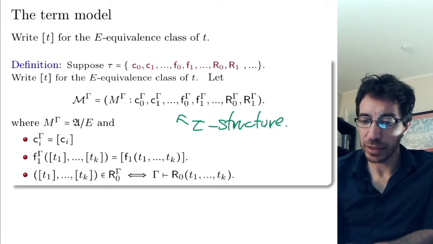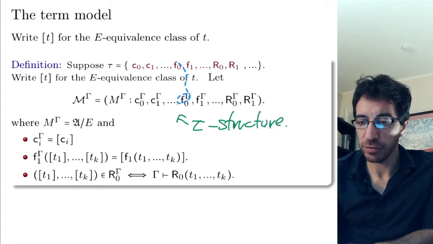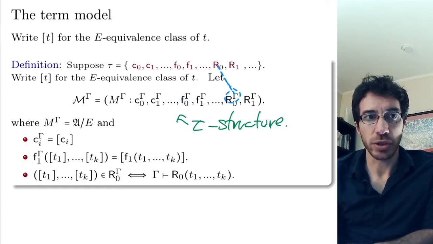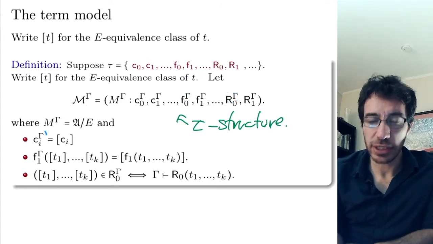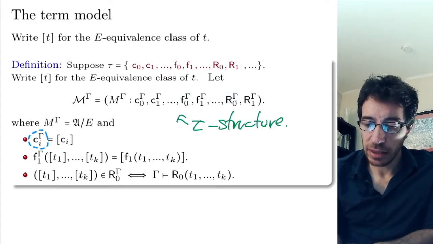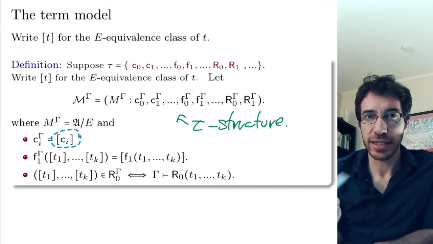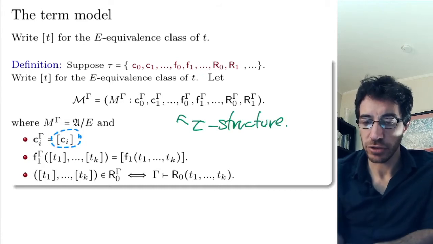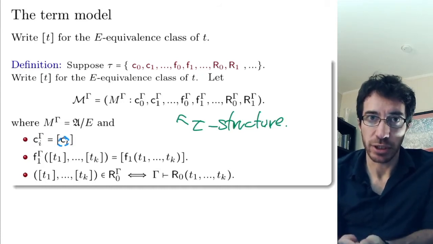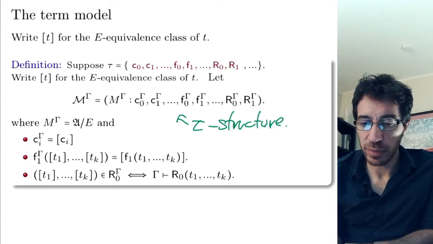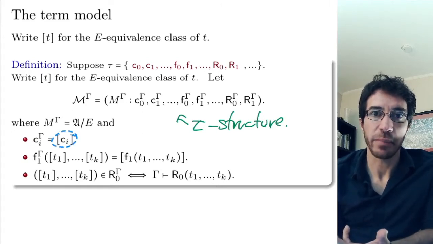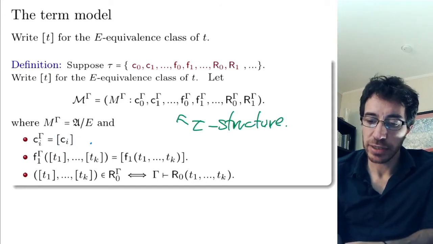And then we need to interpret the constants. We call this C0 super gamma the interpretation of C0, and the same for the functions and the same for the relations. Let's see what those are. The interpretation of Ci is going to be the equivalence class of Ci. Ci is a constant symbol, so if you just consider it by itself, it's a closed term. So the interpretation of Ci is going to be the equivalence class of that term. That makes sense. So the set of all things that you can prove equivalent to Ci. What about the functions?